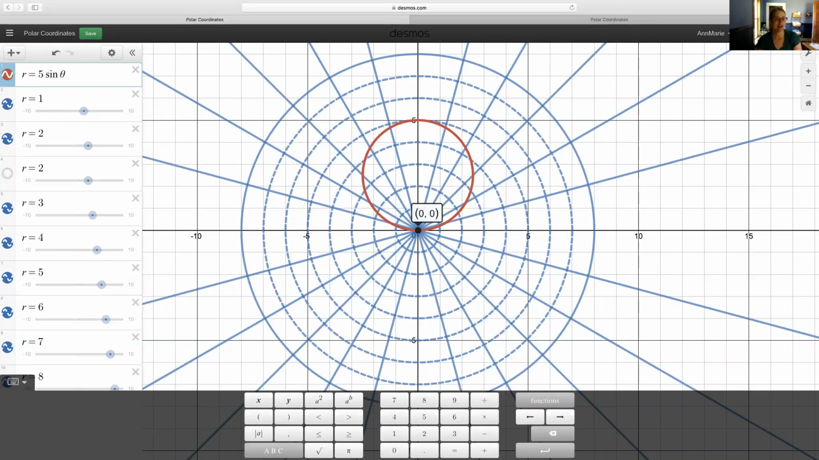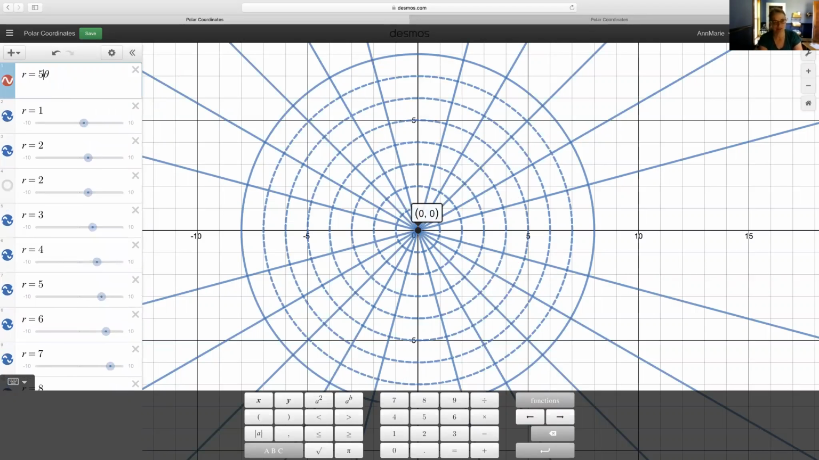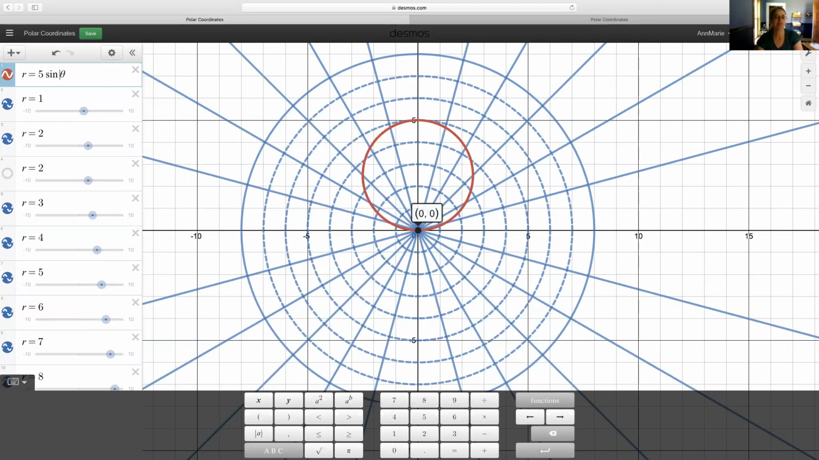Let's see what happens if we say r equals 5 cosine theta. That gives us a shift horizontally. The 5 still gives us the magnitude of the radius of the circle. But whatever we apply to theta gives us a vertical or horizontal shift. It's kind of fun. Okay.